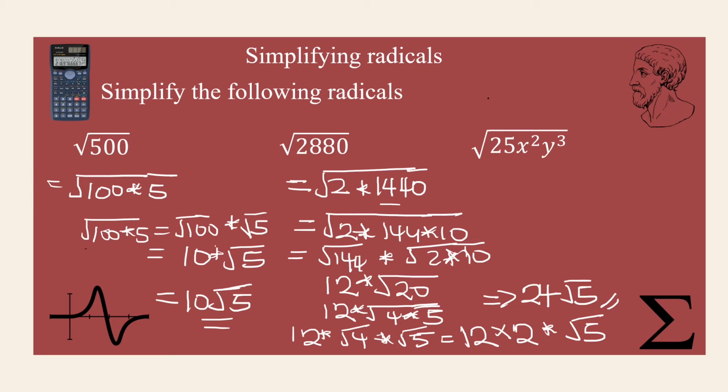So here I have the square root of 25x squared y cubed. 25 is a perfect square, so that's looking good. x squared is a perfect square, right? Because x times x is x squared. What about y cubed? y cubed can actually be broken down, because y cubed is equal to y squared times y. And y squared is a perfect square, so I can take that out as well. So I'm going to break it down this way.